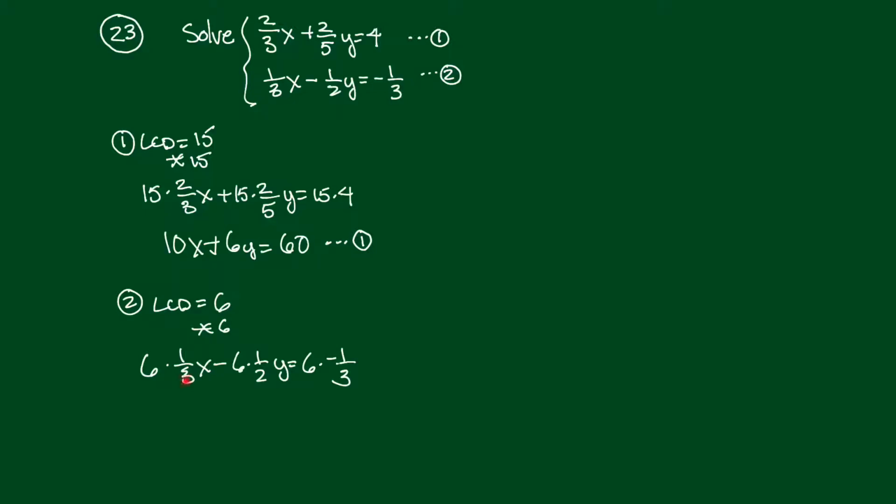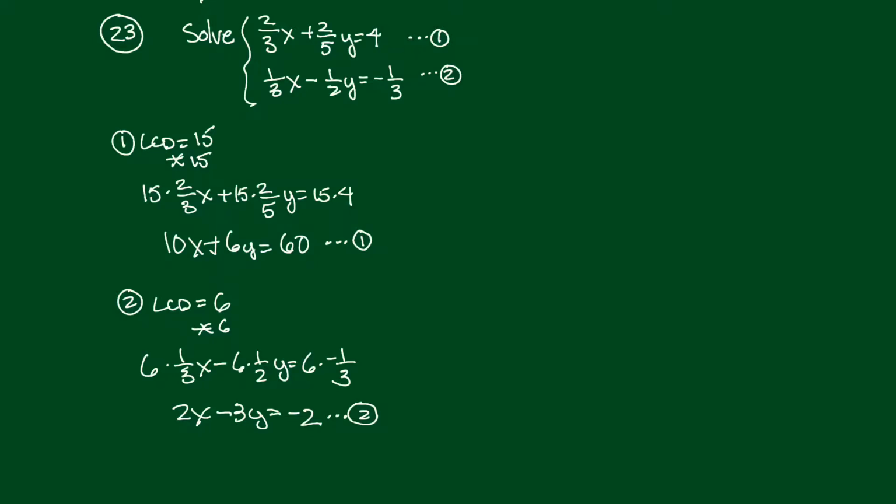Then we'll have what? 3 into 6 is 2. 2 times 1 is 2, so we'll get 2x minus 2 into 6 is 3. 3 times 1 is 3 times y equals, and then again, 3 into 6 is 2. 2 times negative 1 is negative 2. And that's our new version of equation 2.